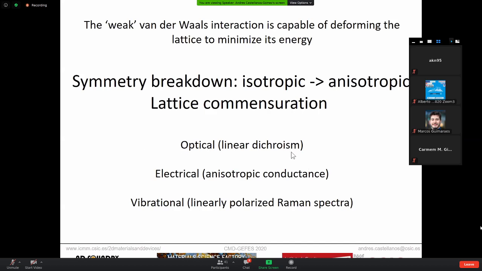So we have seen that the system shows this linear dichroism. Basically, the absorption of the system depends on the orientation of the incoming linearly polarized light with the lattice. We have seen also electrical anisotropy and vibrational anisotropy. Moreover, the optical and electrical anisotropy are closely related. We see higher absorption when the light is linearly polarized along the directions with high conductance, similar to the way a wire polarizer works, basically.